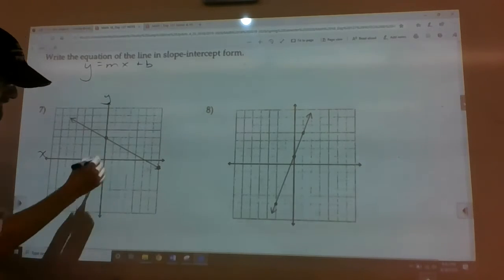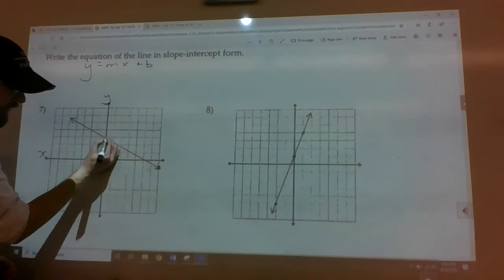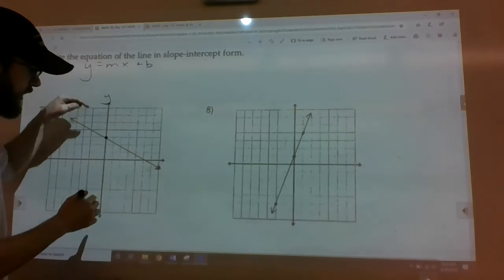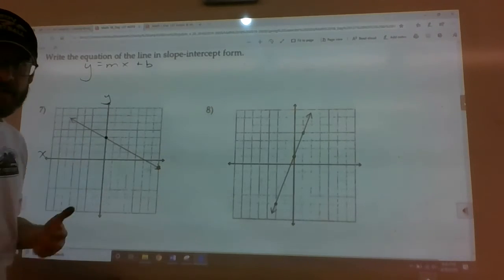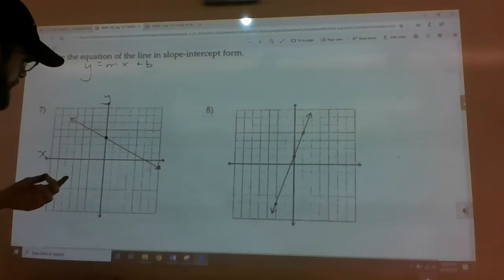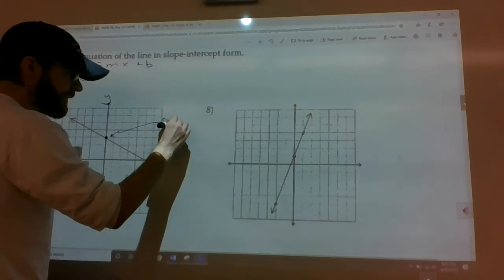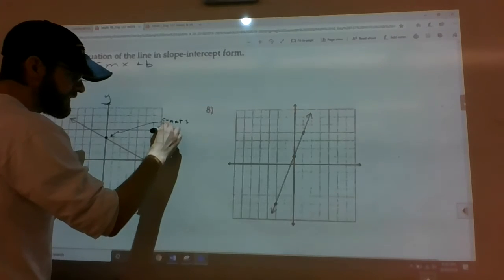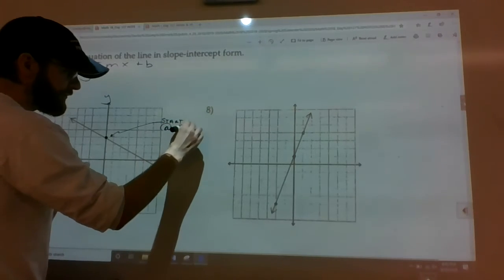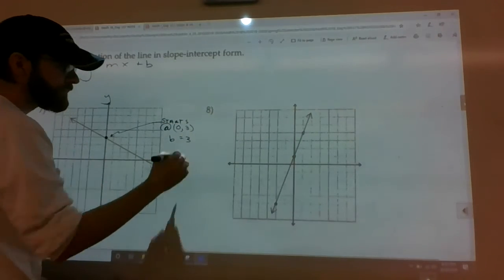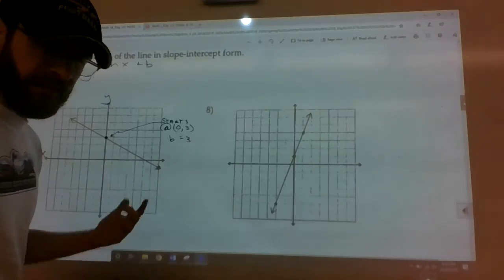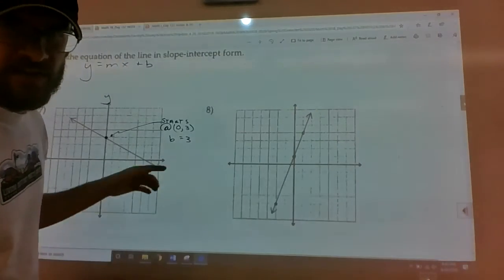So, this is our very first point. It shows us where it crosses the y-axis. It's got to be the b value. So it starts at 0, 3, which means b is 3. I wrote it out like this on your homework. The answers that I provided kind of look like this.